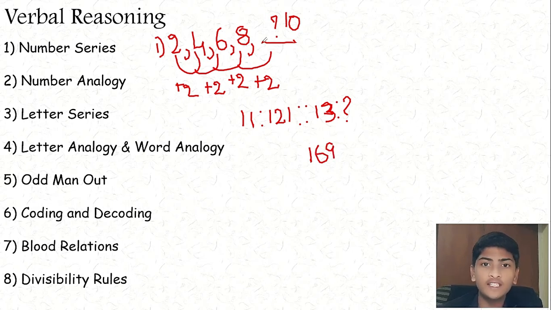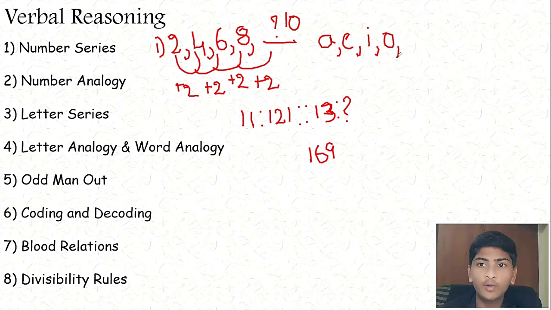Letter series will be like this. I will give an example: A, E, I, O, dash. Here what will be the next letter? The next letter is U. Here these are the vowels. It followed the vowels rule.